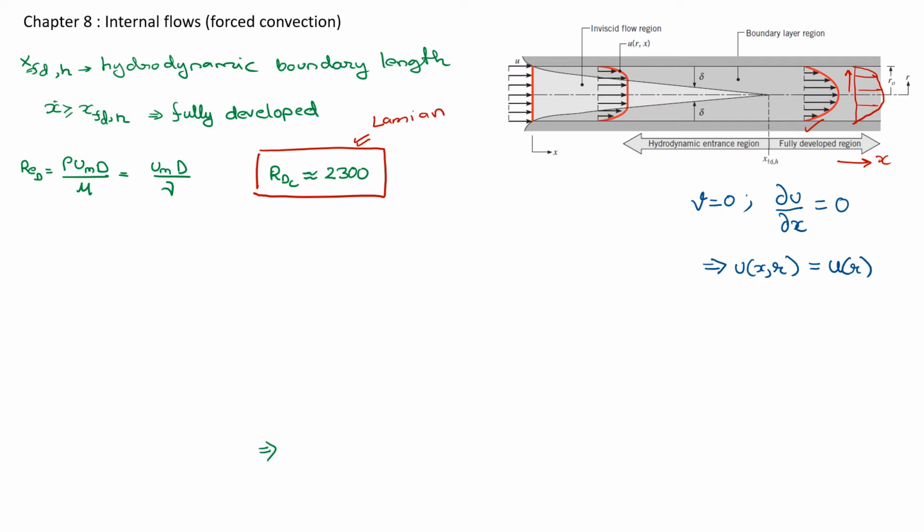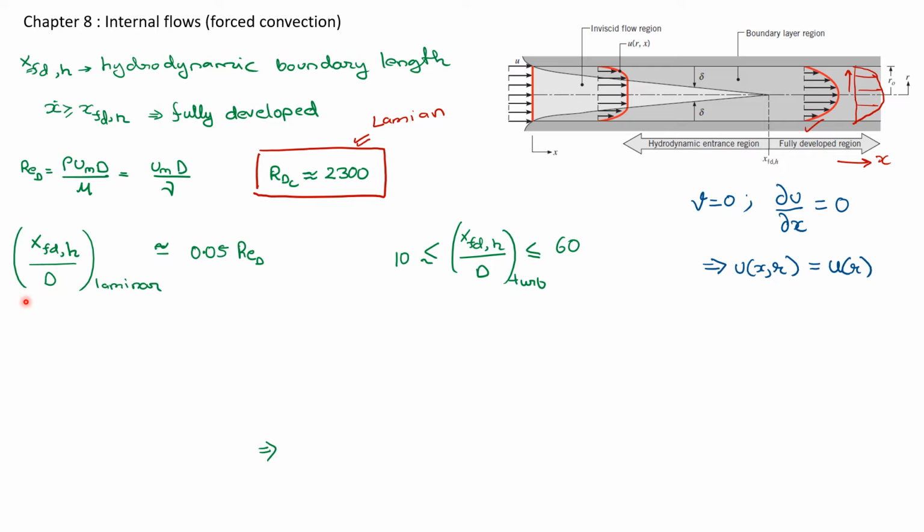And if it's greater than this value right here, then your flow will be in the transition region, and it may be a turbulent flow, or it may take some time to completely become a turbulent flow. But for your flow to be laminar, your Reynolds number has to be lower than 2300.